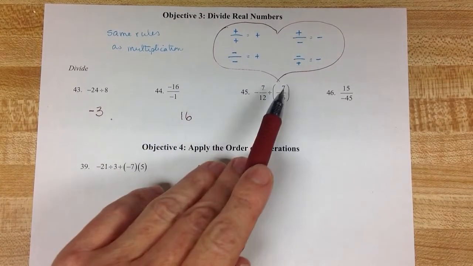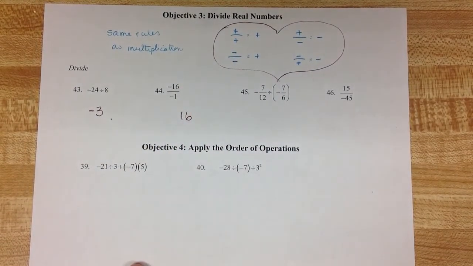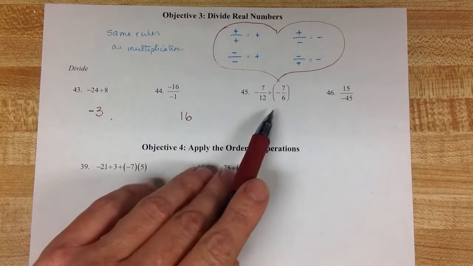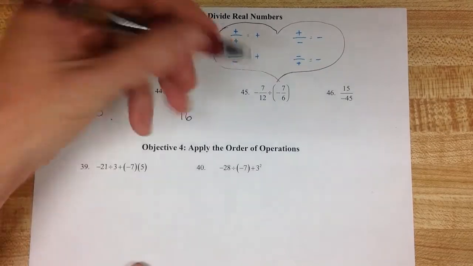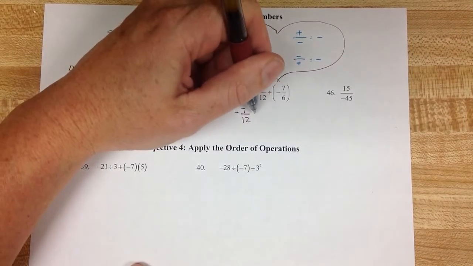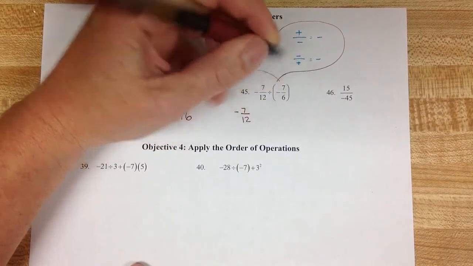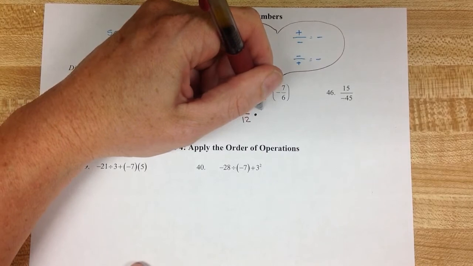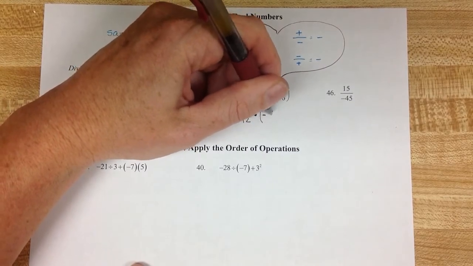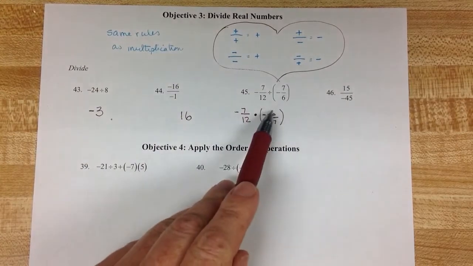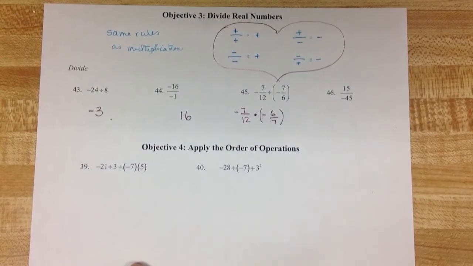In this one, we have to think way back to the rules for doing division with fractions, and that is that we copy the first fraction just as it is, negative 7/12, and then we change the operation to multiplication, and then we flip the second fraction. So it's going to become 6/7 instead of 7/6.